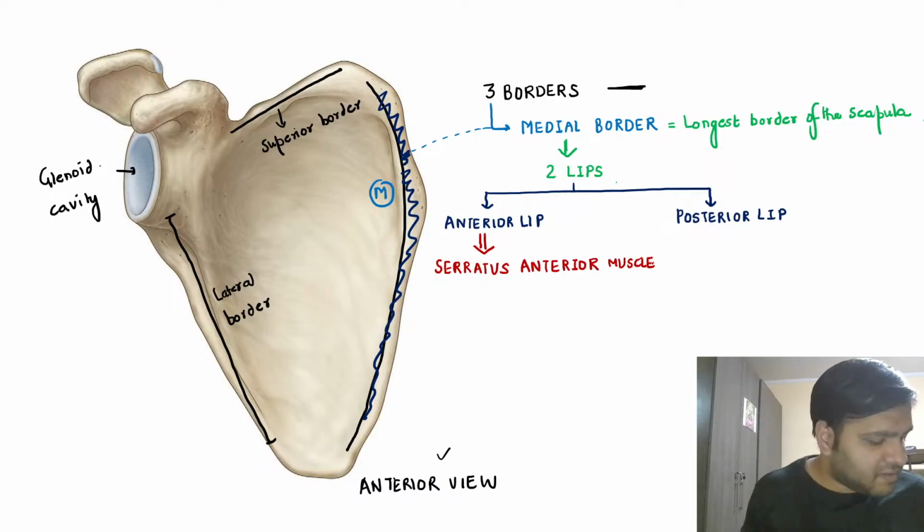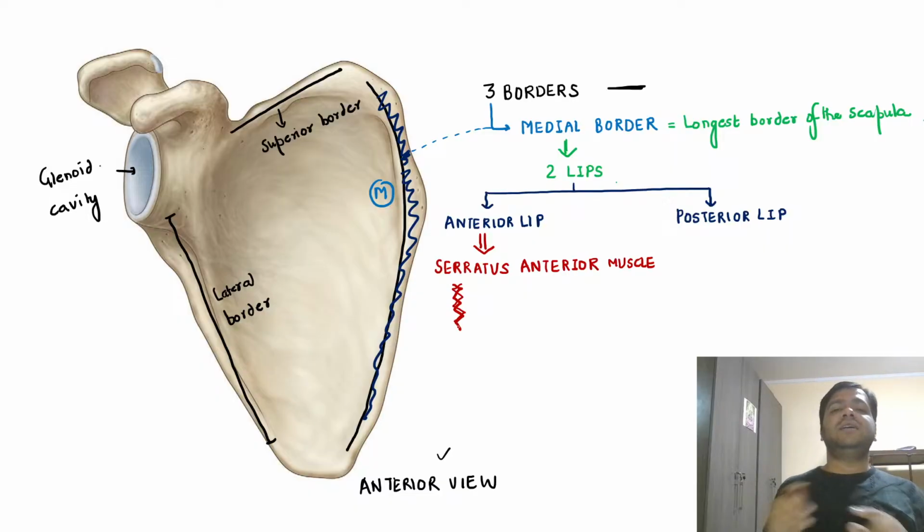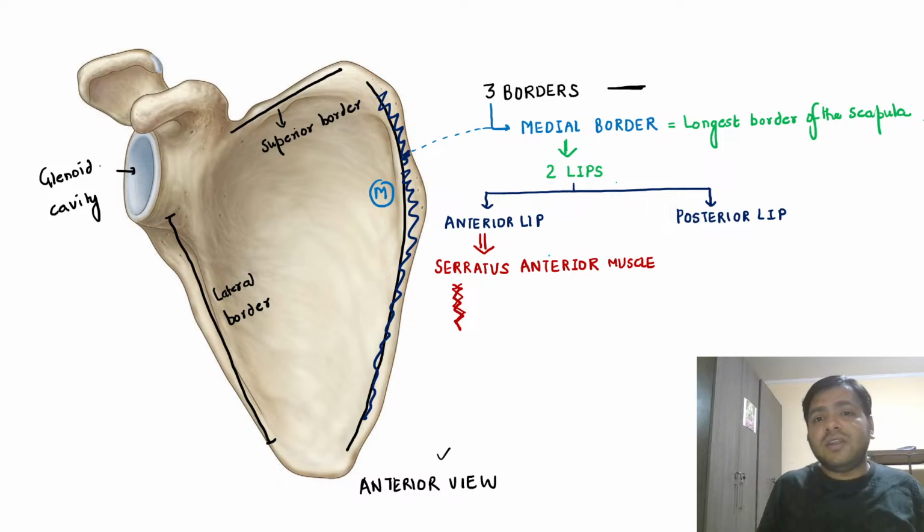Serratus anterior muscle. Now, when I say serratus anterior, guys, look at the name serratus. Serratus means it has crisscross like fibers. Serratus anterior muscle, it has crisscross like fibers. Now, this muscle basically originates from the first 8 ribs. You guys should remember this, it originates from the first 8 ribs.